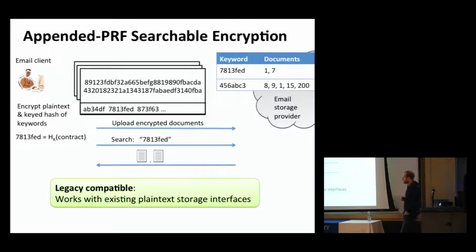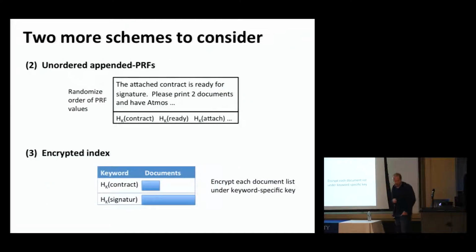OK, I'll additionally be talking about two different types of schemes on top of that simple appended PRF scheme. And I won't go into too much detail. The second one is actually very simple. It's just the first scheme that we just saw, except we do additionally one more thing, which is that we randomize the order of these PRF values. How can we do that? We can do it simply just by doing a sort on the output hash values before we insert them into the ciphertext and upload. And that'll become security relevant in a few moments.